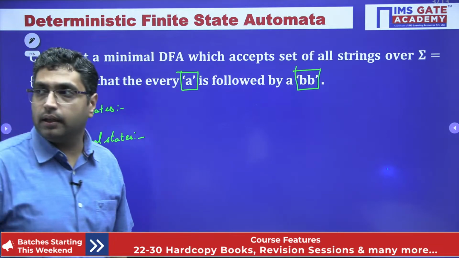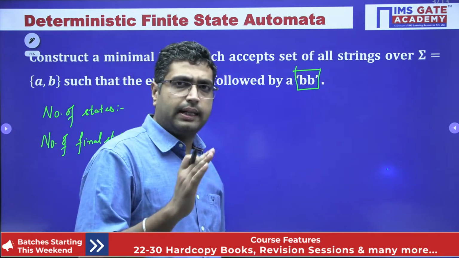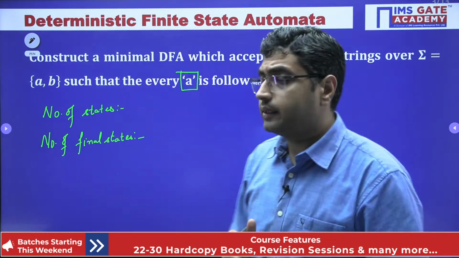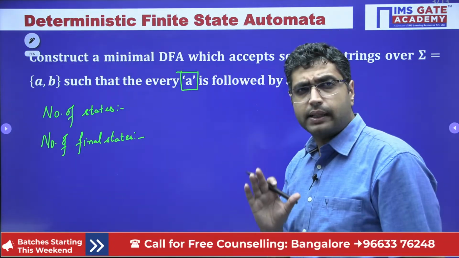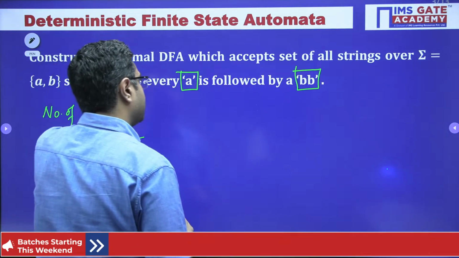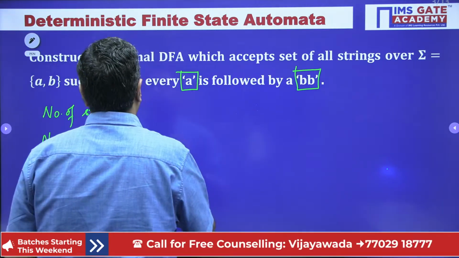Okay, so let me make the DFA now, and then let's see what can be done in this DFA. Can we do better in this DFA? Let's go with the ideal approach, and then we will see what can be done and what cannot be done. Right? So what I'm saying is every A is followed by a BB.